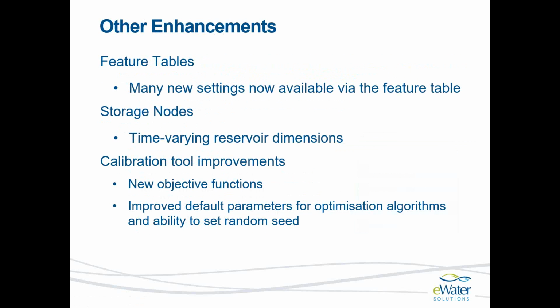The calibration tool has a number of enhancements, including new objective functions and improved default parameters for optimization algorithms, particularly the shuffled complex evolution algorithm that has 6 or 8 parameters that you need to set depending on the number of metaparameters that you have. This is now automatically set for you by the calibration tool. We also have the ability to set a random seed for calibration.